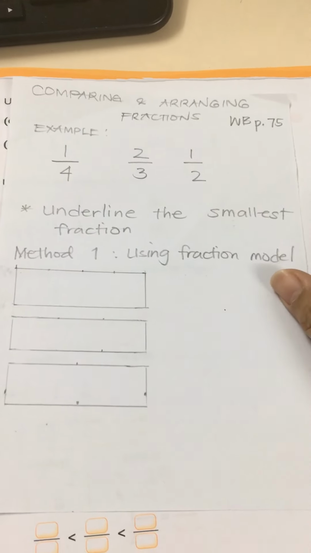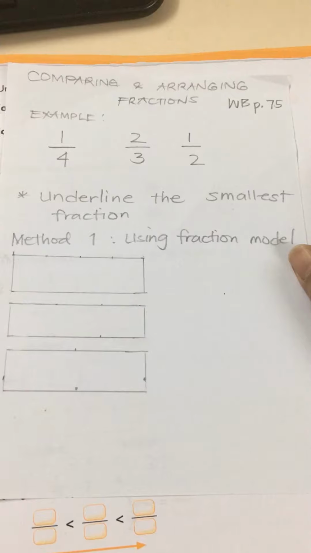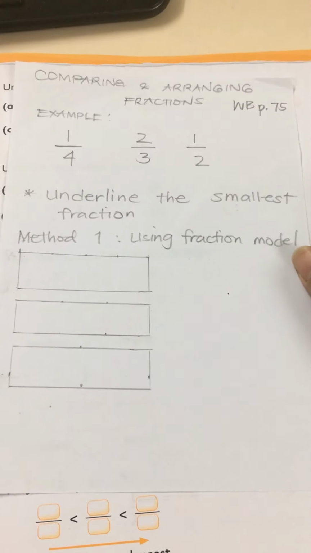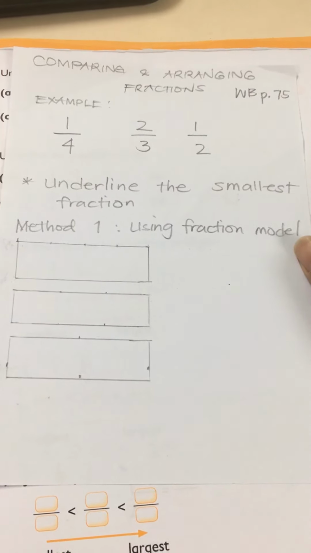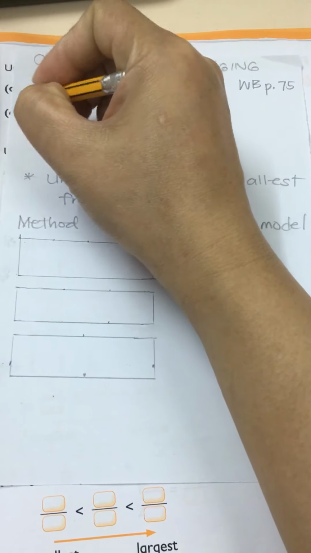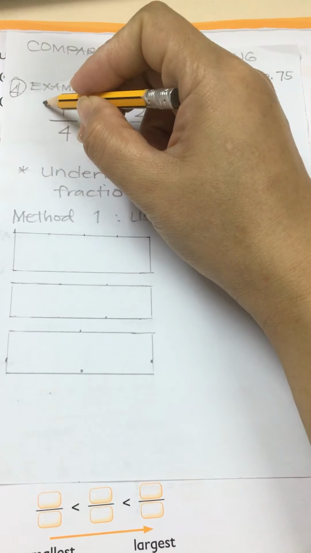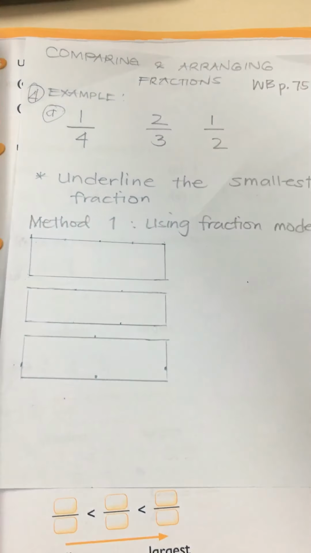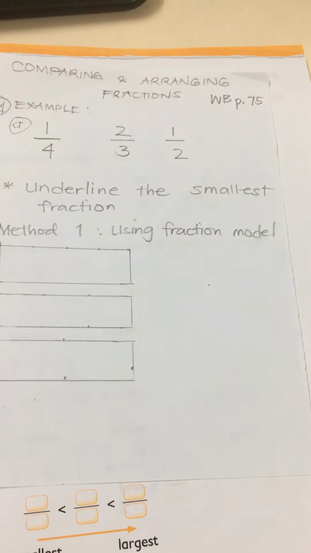I'm going to discuss here comparing and arranging fractions. So this is in workbook page 75. Let's have the first example in question number 4, letter A. Here you are going to underline the smallest fraction.